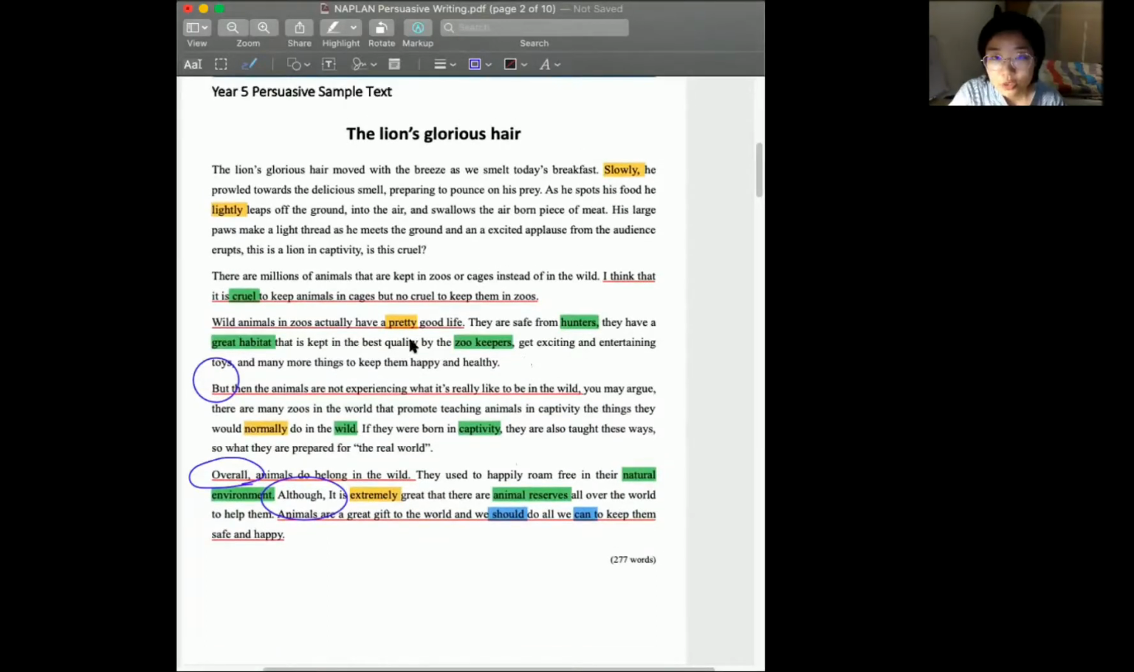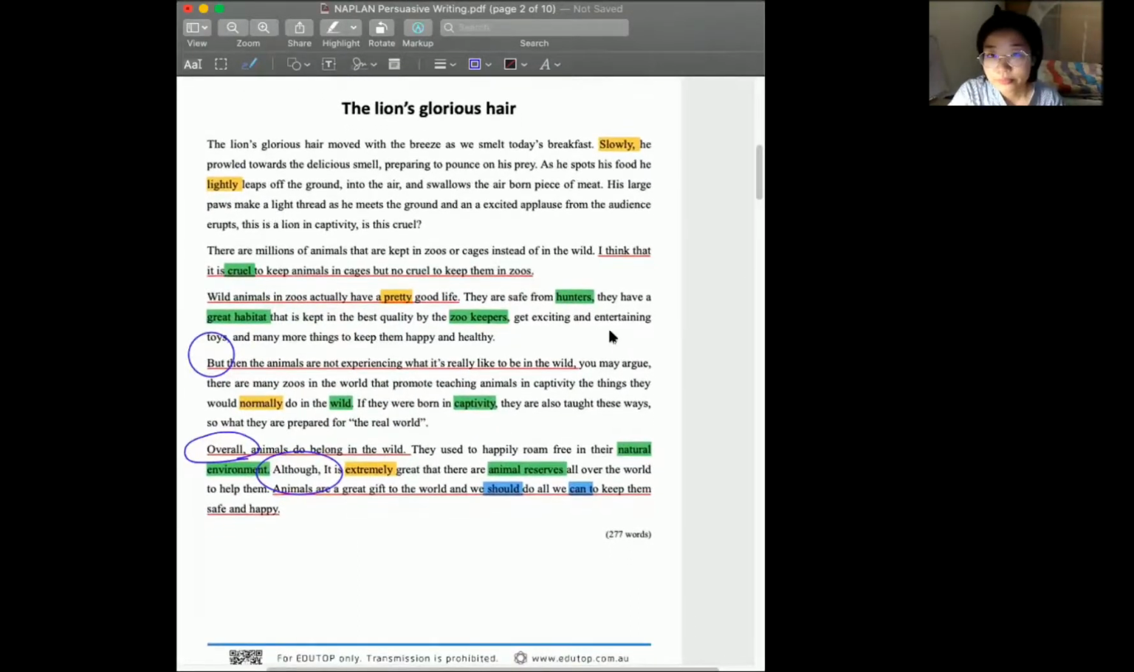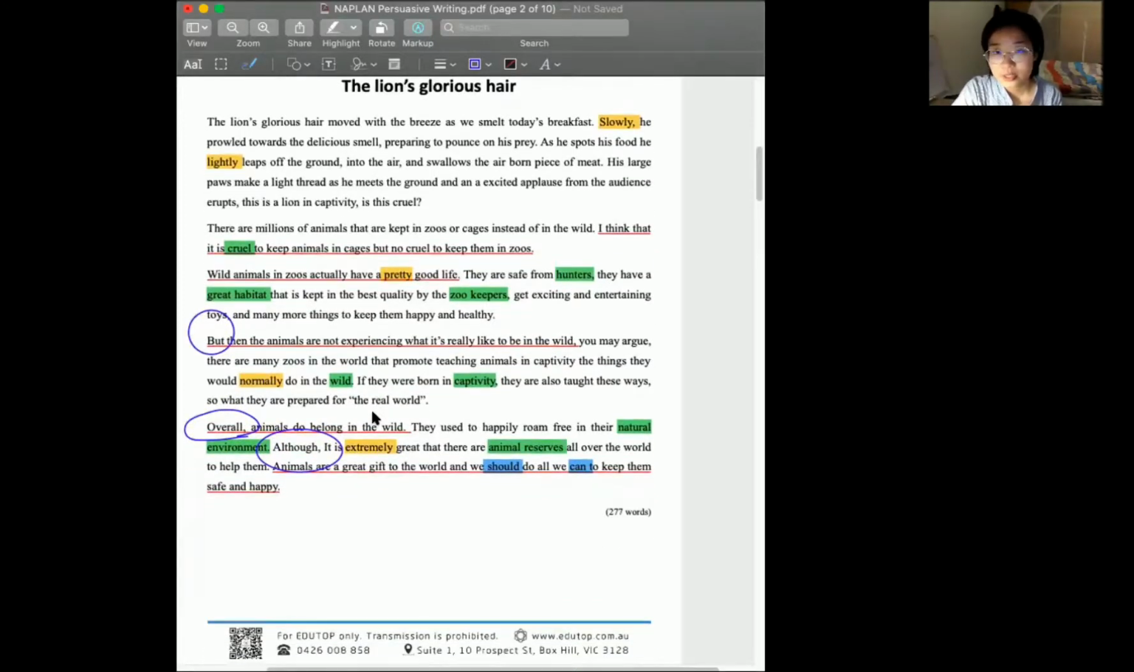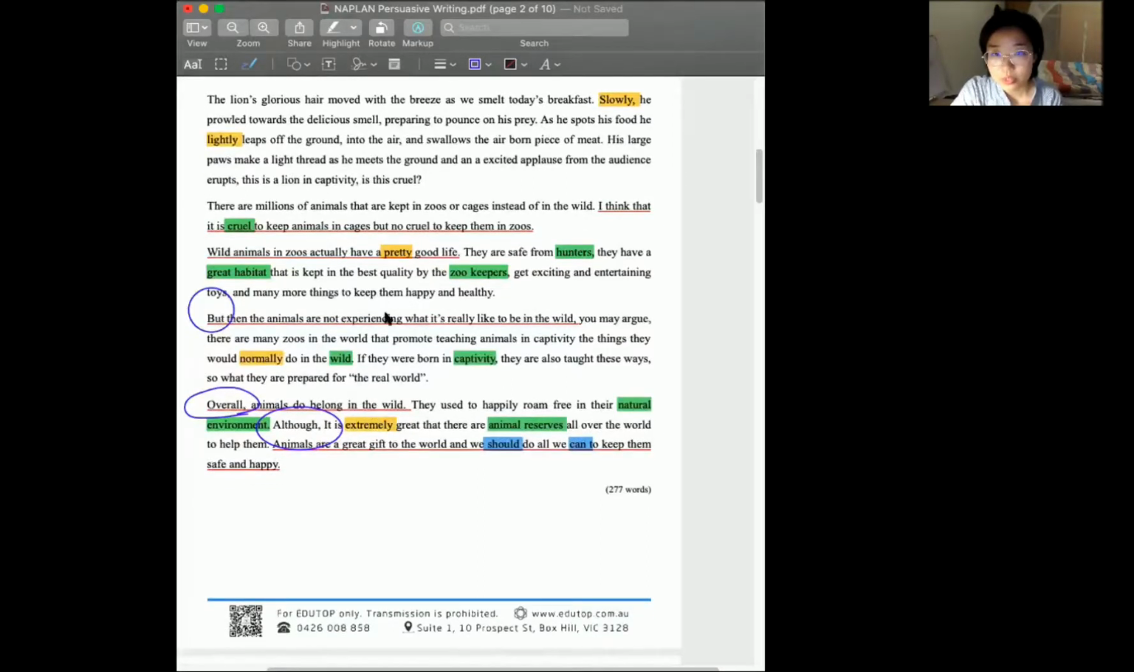So this is trying to argue that zoos are good for animals' life. You can see this person point out some reasoning. Some of the reasoning they have is safe from hunters, great habitat, and they have entertainment toys. I think that's quite logical and quite reasonable. So that can be persuasive.